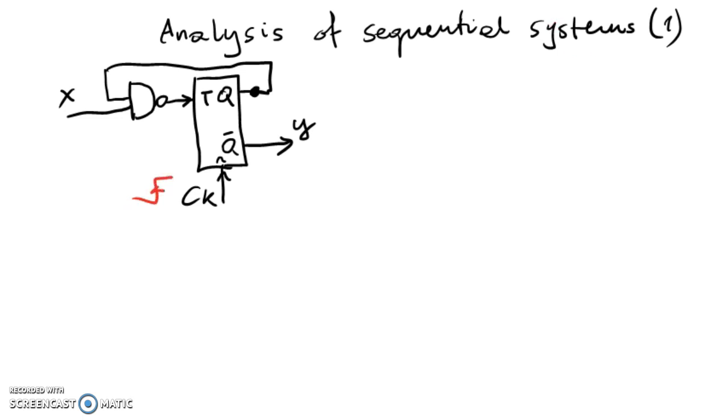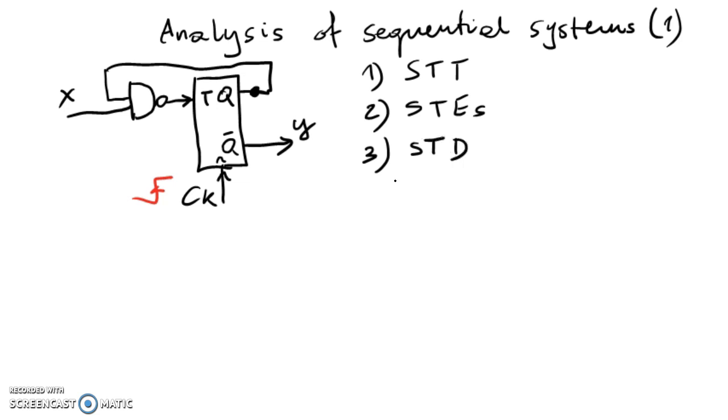And analysis will include, first of all, deriving the state transition table. Then from this table we will get state transition equations. Then we construct the state transition diagram. And for example timing, we'll finish the analysis. Let's start with the first.